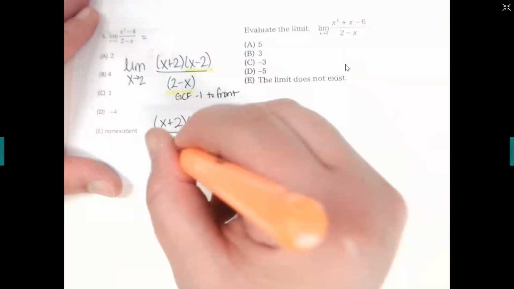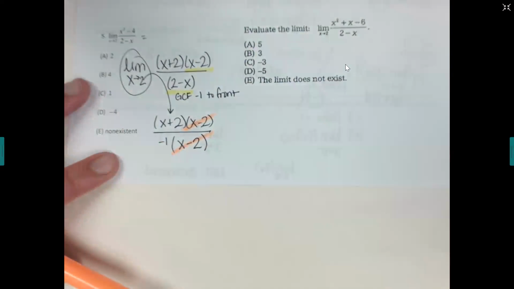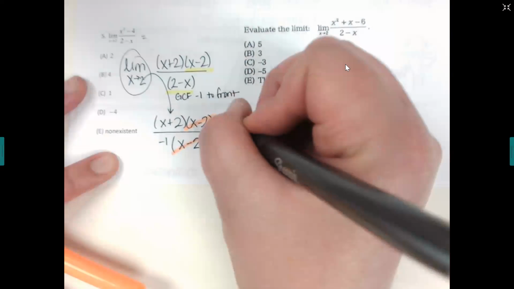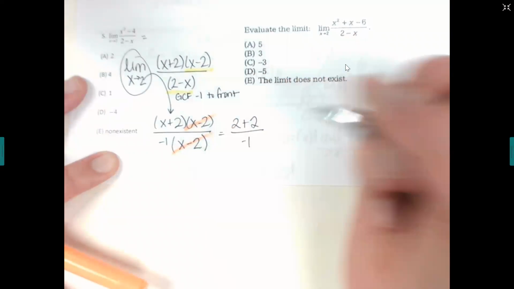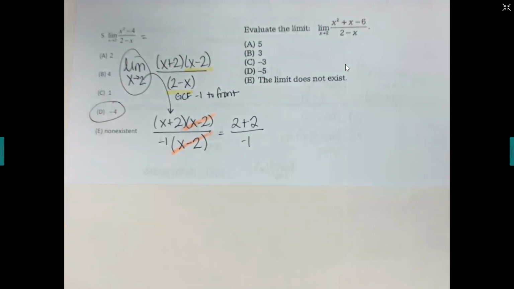Then what was x approaching? 2. So then I plug my 2 in right here. 2 plus 2 is 4. Is that my answer? 4 over what? It'd be 2 plus 2 over that extra -1 means it's negative. Okay, so now see if you can do the next one.